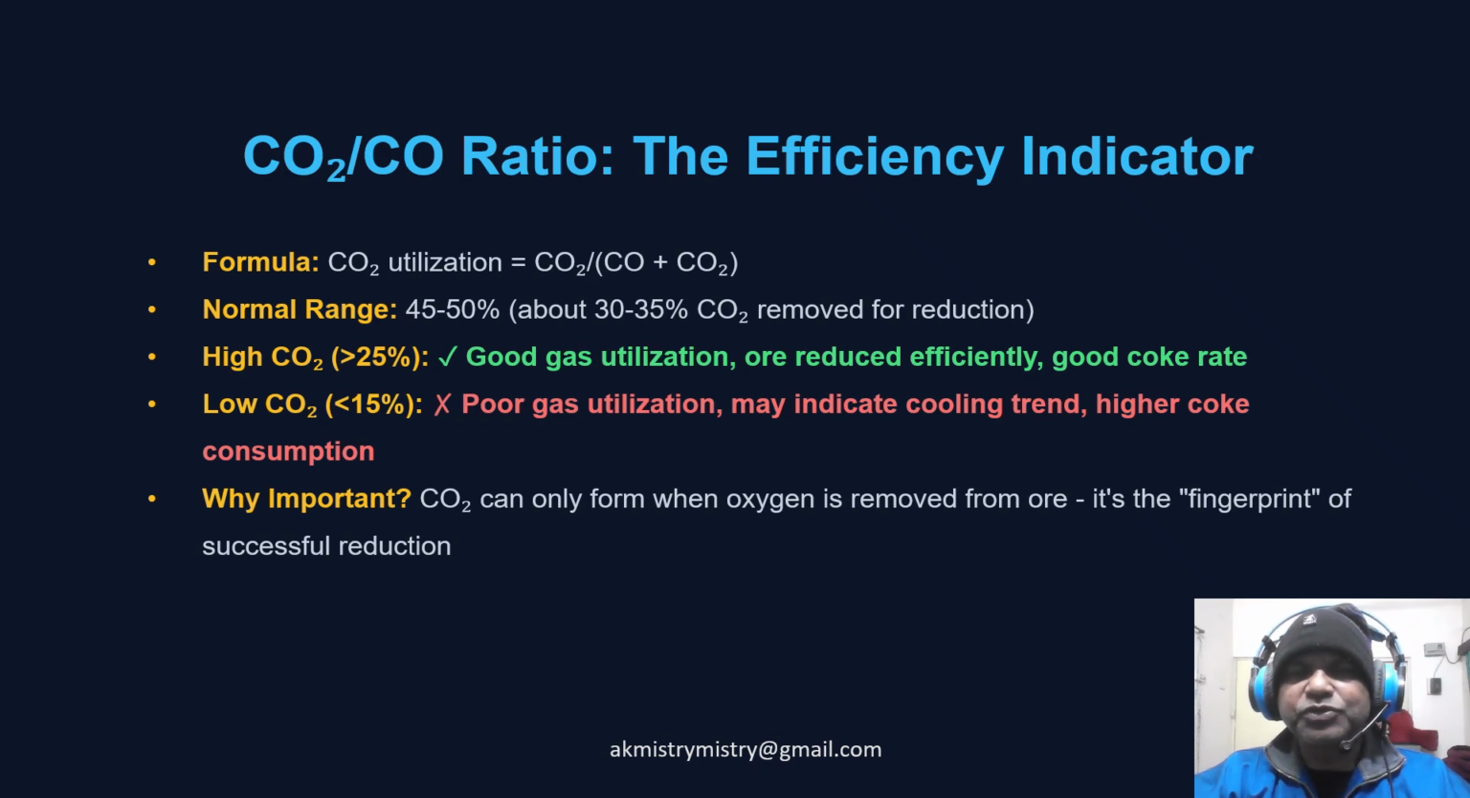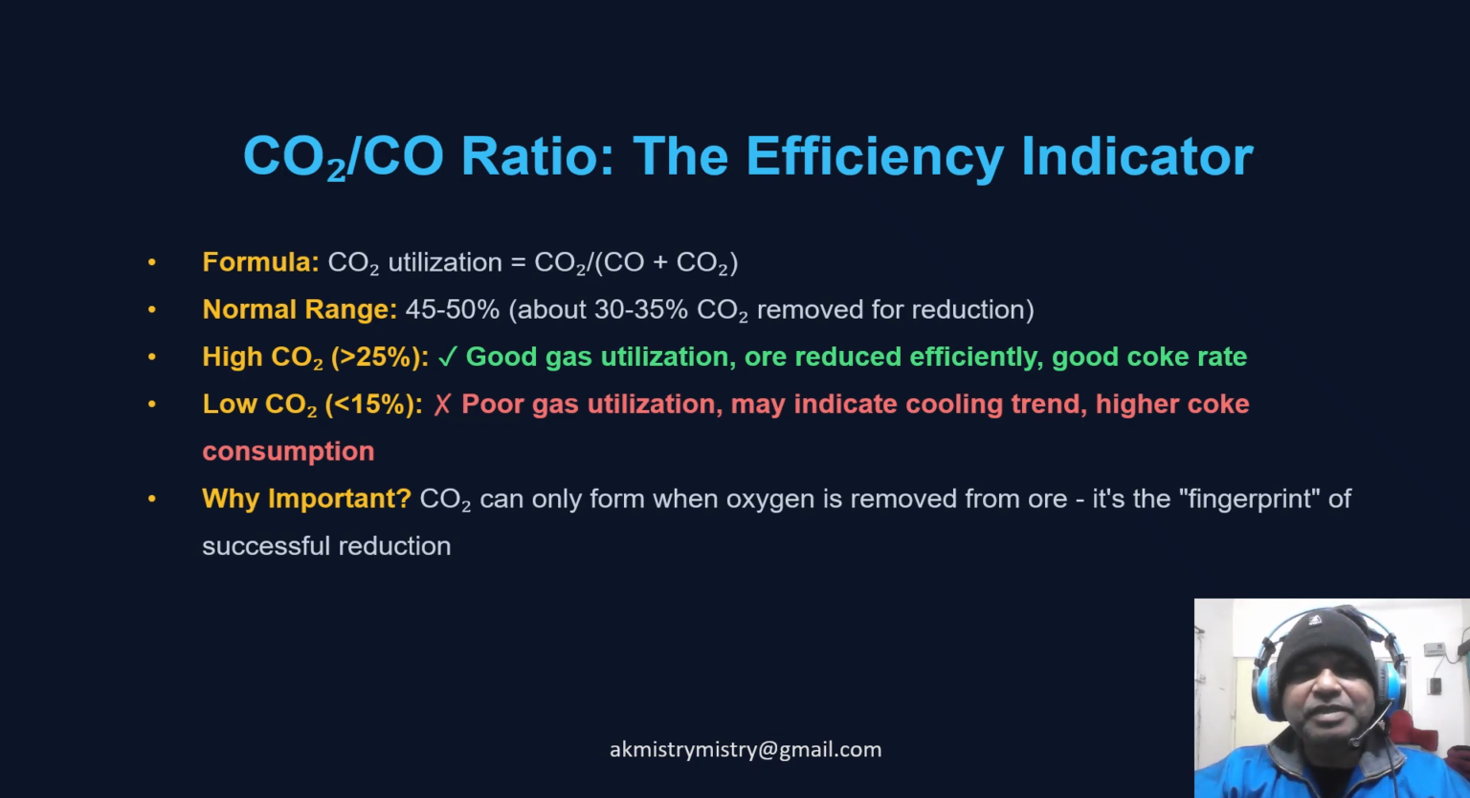High CO2 values above about 25% generally mean good gas utilization, ore being reduced efficiently, and a favorable coke rate. Low CO2 values below about 15% point to poor gas utilization, a possible cooling trend in the furnace and ultimately higher coke consumption. Remember that CO2 can only be formed when oxygen is removed from ore. So it is like a fingerprint of successful reduction.